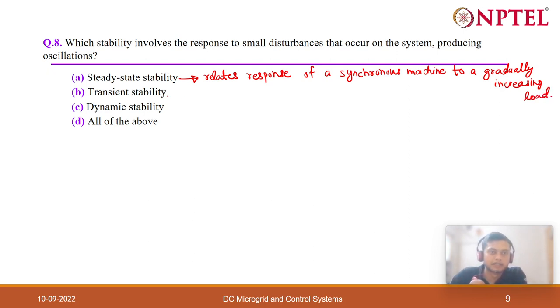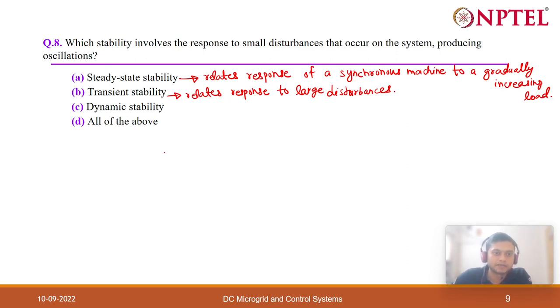And transient stability relates to large disturbances, which may cause large changes in rotor speeds, power angles and power transfers. And dynamic stability involves response to a small disturbance that occurs in system producing oscillation. So if we have oscillation like this, this is the axis and we are getting oscillation on disturbances like this. So this denotes the stable system.